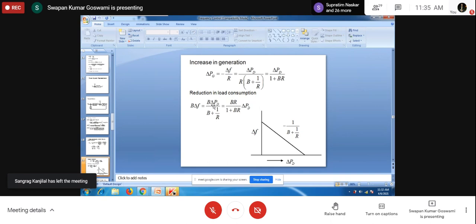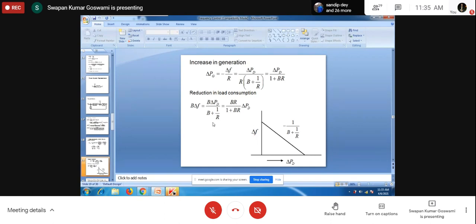So the generator starts decreasing its power output, and as it is doing so, the kinetic energy stored inside the generator decreases, and that kinetic energy is being consumed by the load as the required power. Is it clear? Yes, sir. Okay.